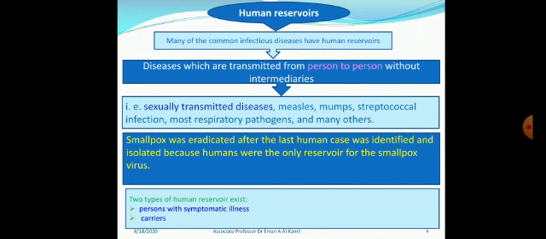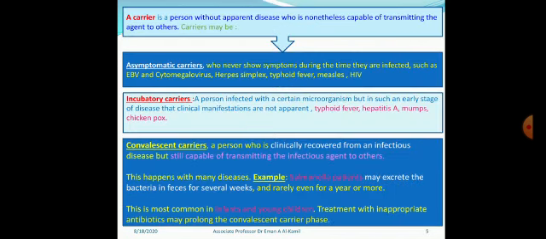So there are two types of human reservoir: either a symptomatic individual who has the disease and transmits the infection to other people, or an individual who carries the microorganism but is asymptomatic. They have no signs and symptoms of the disease, but they can transmit the disease to others. These are called carriers. So a carrier is a person without apparent disease, with no signs and symptoms, but able to transmit the agent to other people.